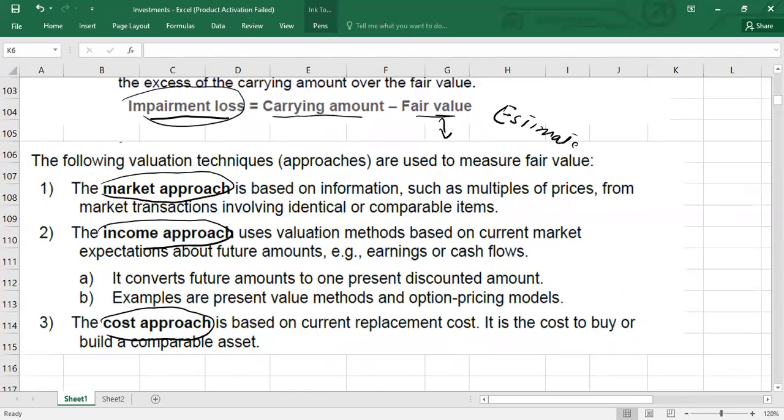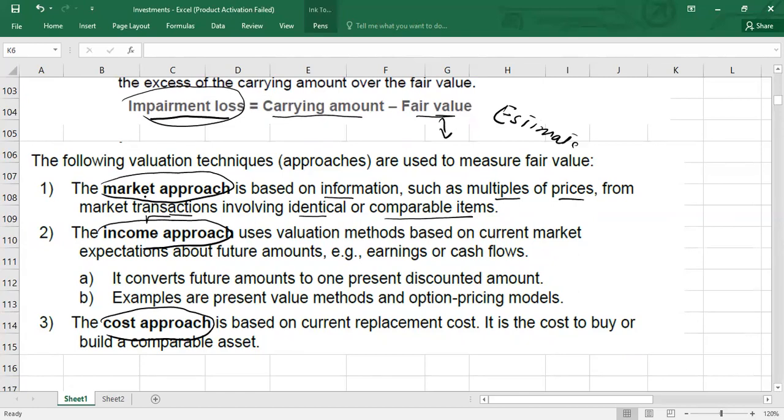What is the market approach? Please note, I can't explain the calculation of things like the income approach right now, because we will study it later, but here these are the estimates. Market approach means it is based on information such as multiples of prices from market transactions involving identical or comparable items. For example, if you want to determine the fair value of stocks of company A, maybe there is a company B which is similar or comparable to company A. So maybe you can use company B's prices to determine the stock price of company A.